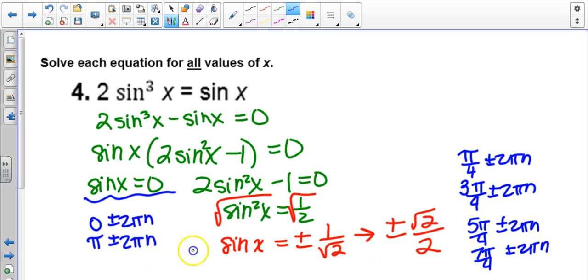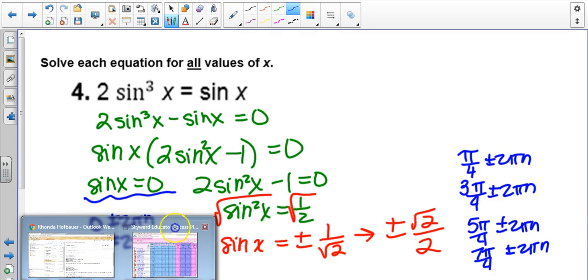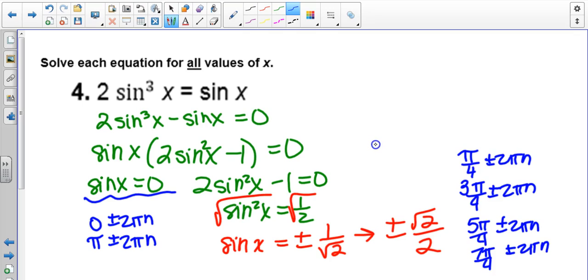Okay, so it would be fine with me if you left all of those answers. Who thinks they could shorten that up? What do you think, guys? Does that cover all of them? Yeah. Because they're all pi away from each other.